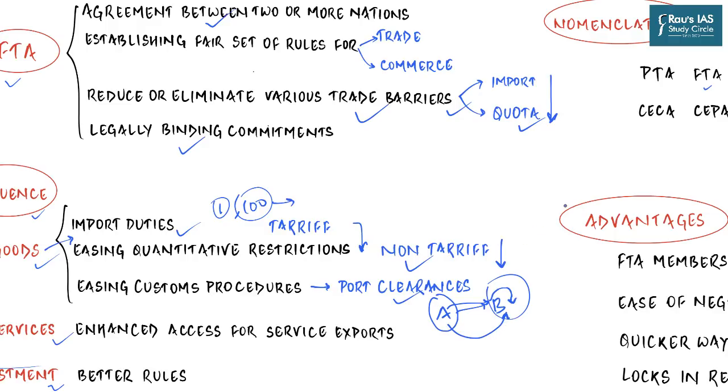So now you can clearly understand that how these three kinds of measures would go a long way in rapidly increasing the exchange of goods between two countries which sign an FTA. Once they have done this for goods, then they move on to the services where they make sure that there is an enhanced level of access which is being provided.